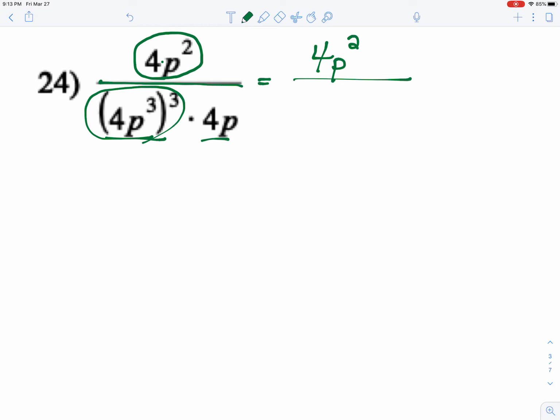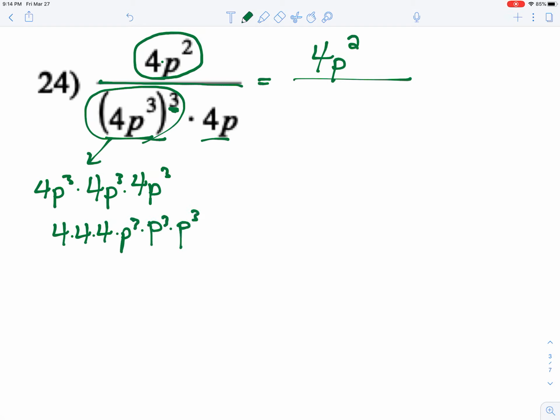Let's, if in doubt, write it out. To cube something means to multiply that something times itself 3 times. 4p cubed, 4p cubed, 4p cubed. And that's 4 times 4 times 4 times p cubed times p cubed times p cubed. That becomes 64 p to the 9th. I'm going to replace it back up here on the first line. I'm still multiplying times 4p.